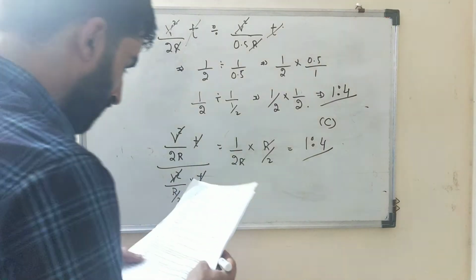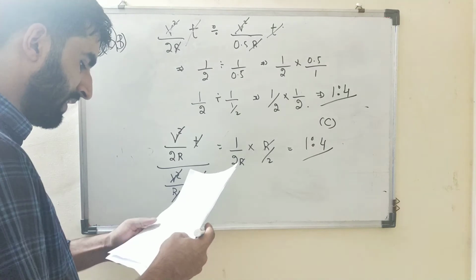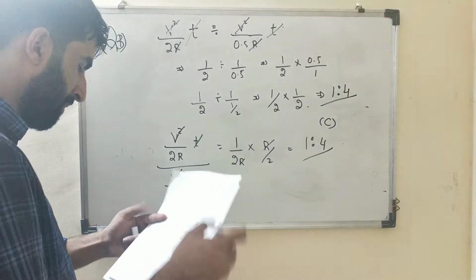Question number 5. How is a voltmeter connected in a circuit to measure the potential difference between 2 points?